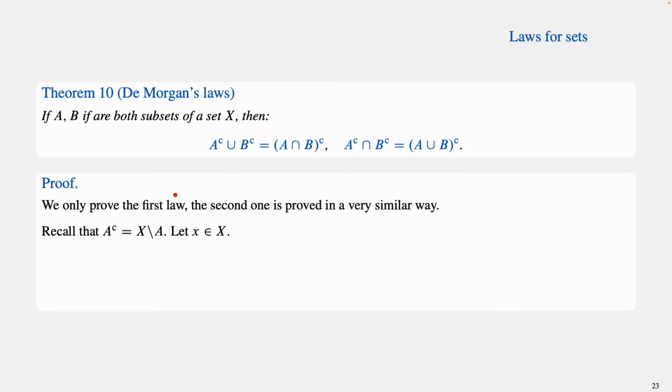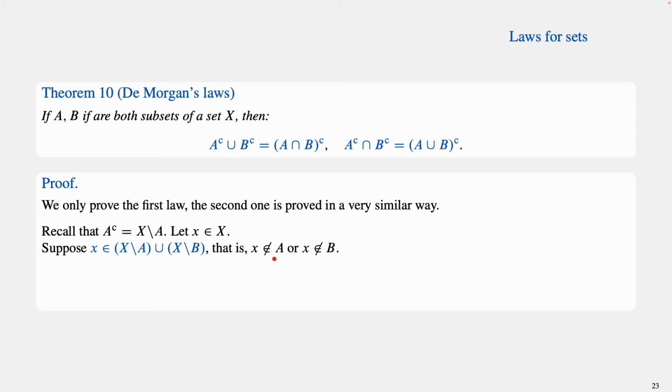Now, recall this notation. A complement just means the complement of A in X, so those elements in X that are not contained in A. Now we look at some element little x that is contained in the set big X, and this will be assumed throughout. And now suppose that x is contained in the union of the complement of A in X and the complement of B in X. So this is this side here. We assume x is contained in the left-hand side.